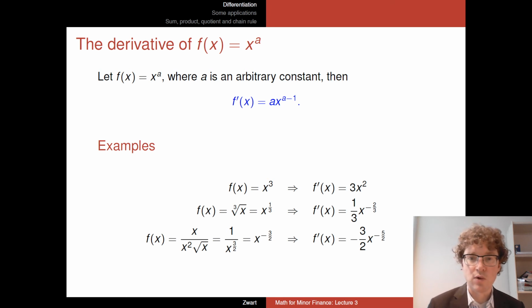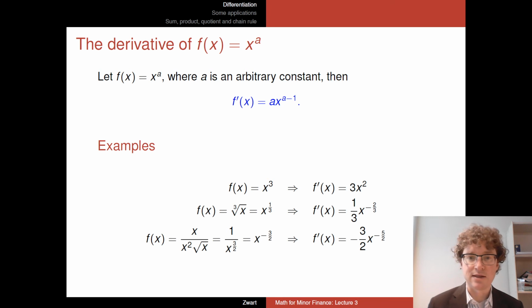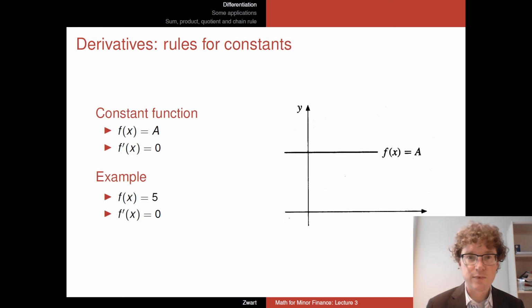So those three examples are all applications of the general rule. If I have a power function, taking the derivative just means putting the power in front and reducing the power on the x by 1. That's what we did in these three examples. So let's have a look at what it means also for a constant. Well, actually nothing new here.